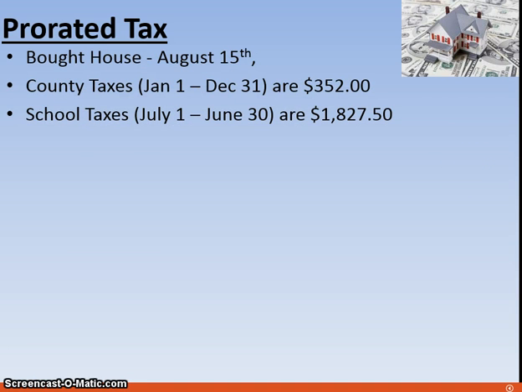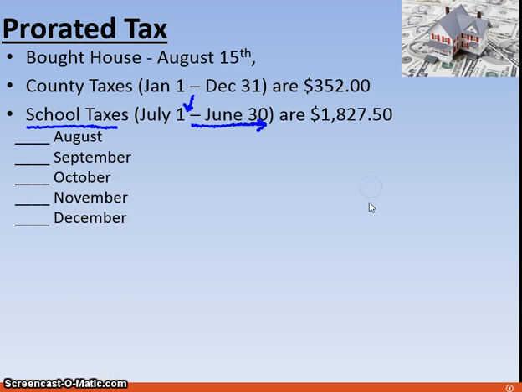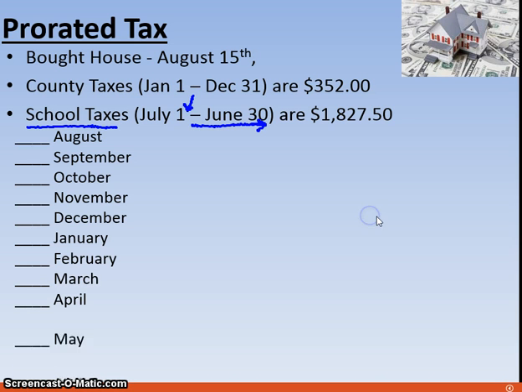Now let's look at calculating the school taxes. For the school taxes, we will still purchase the house on August 15th, which is closer to the beginning of the school tax year, and we will own it all the way through June 30th. So we're owning the house most of the year. We're owning it some of the days in August, all of September, all of October, all of November and December, January and February, all of March, April, May, and then to June. And we stop at June because that's when the school tax year ends.